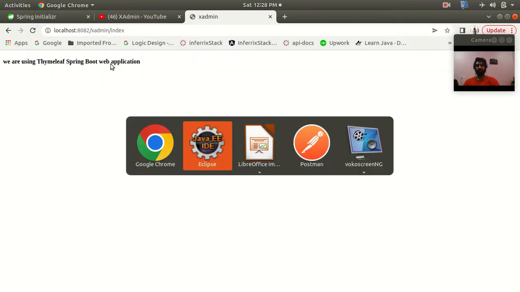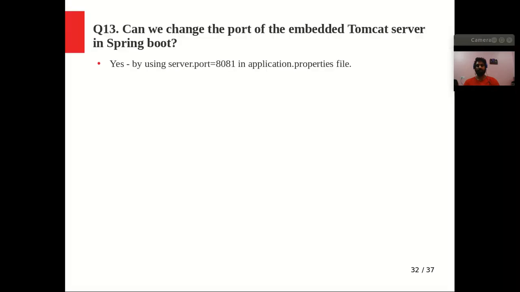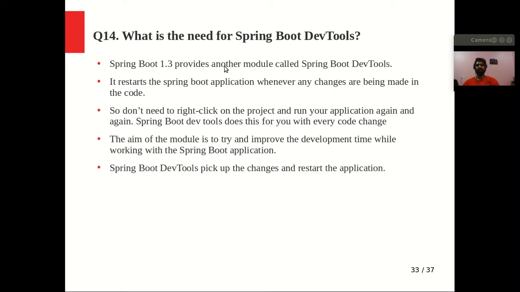So in this way you can change the port number of your embedded Tomcat server by writing server.port, and then you have to give your port number. So your application will start on this particular port number, right? So the next question is, what is the need for Spring Boot DevTools?